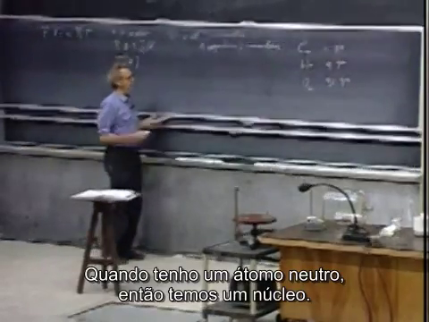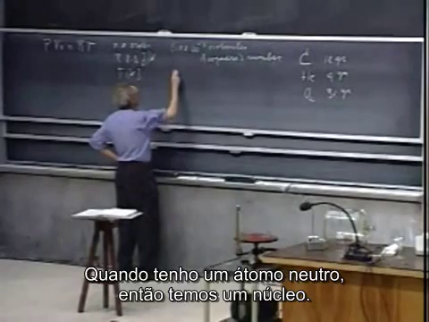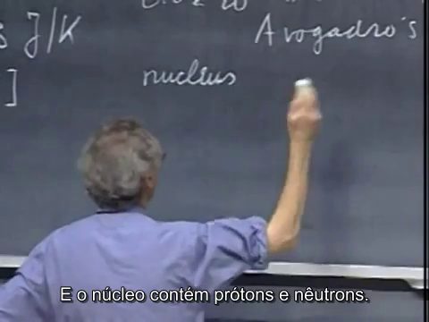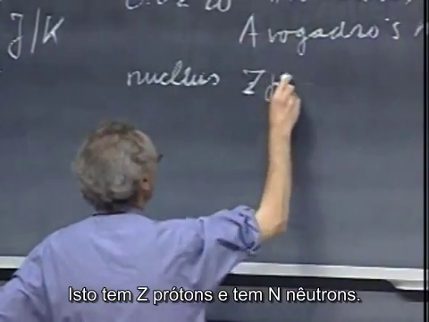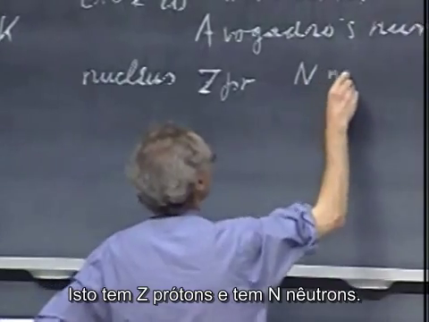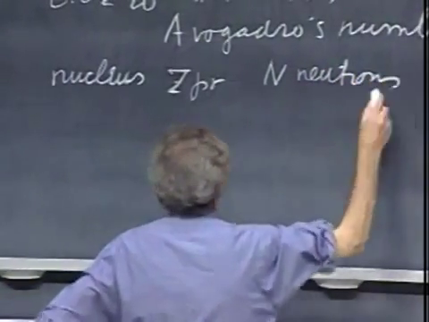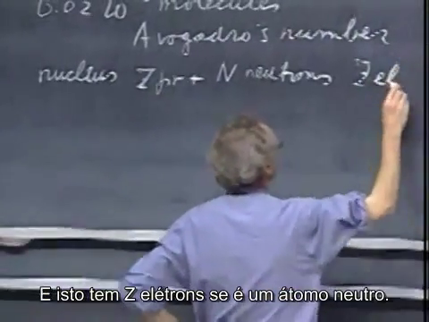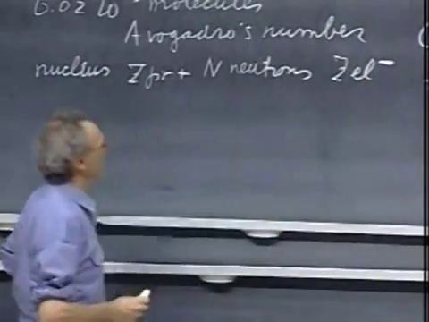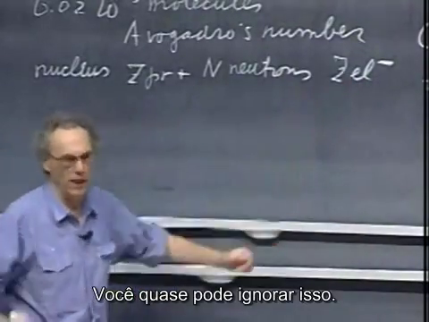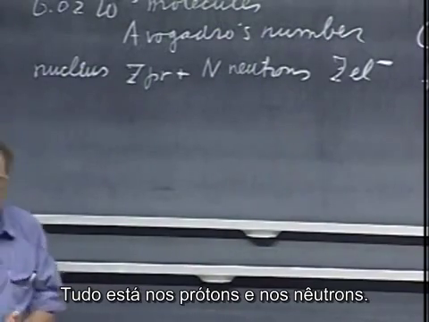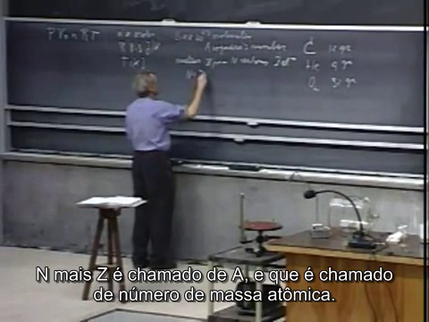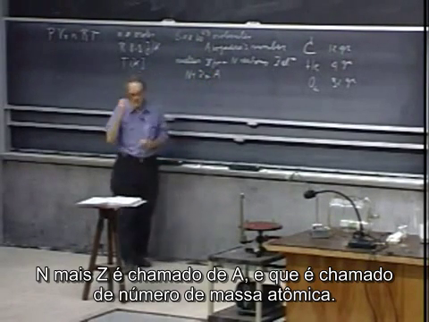When I take a neutral atom, then we have a nucleus, and the nucleus contains protons and neutrons. It has Z protons, and it has N neutrons. The protons are positively charged, and it has Z electrons if it is a neutral atom. There's almost no weight in the electrons. You can almost ignore that. Everything is in the protons and in the neutrons. N plus Z is called A, and that's called the atomic mass number.